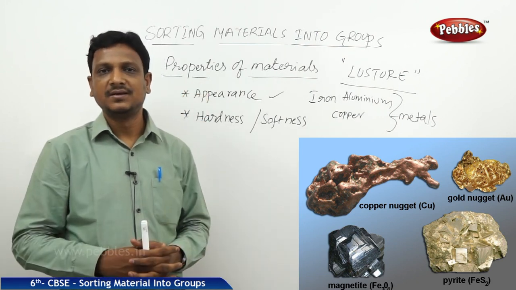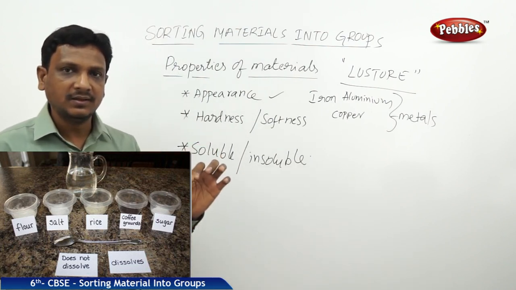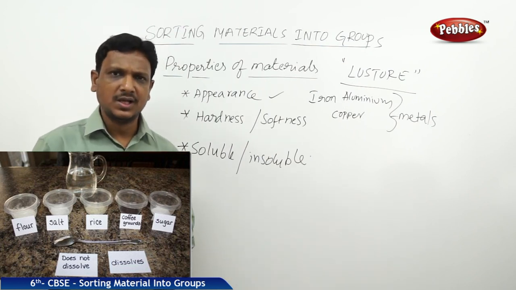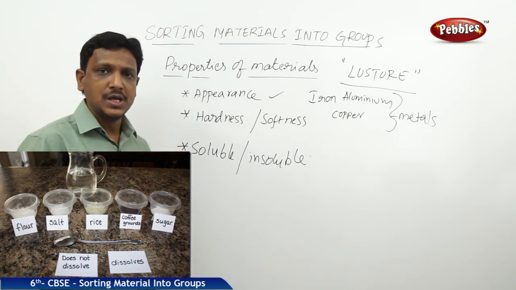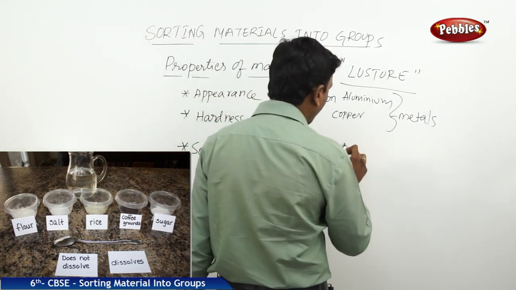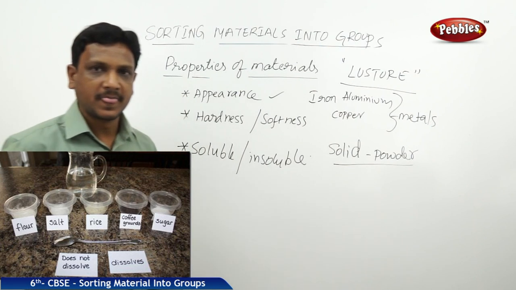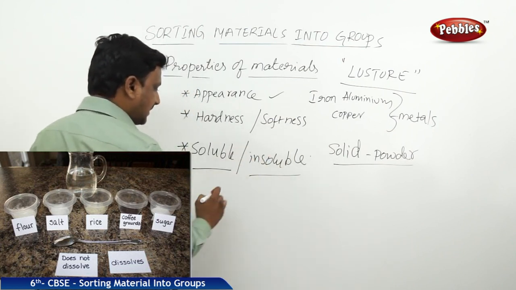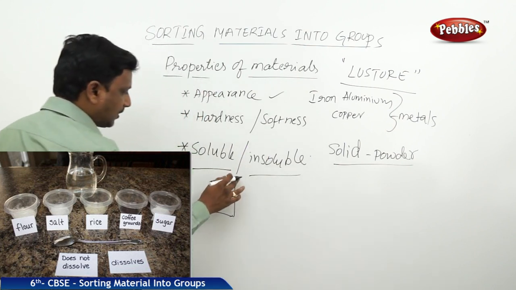Let us see another important property of materials, which is solubility, whether the material is soluble in water or not. Here we are going to check whether the material is soluble or not. We can check solid, liquid and gaseous materials for their solubility, whether they dissolve in water or not. To know the solubility of a solid, it should be in powder form. Powdered solids can be easily tested for solubility. For this activity, you need to take a half-filled glass of water.